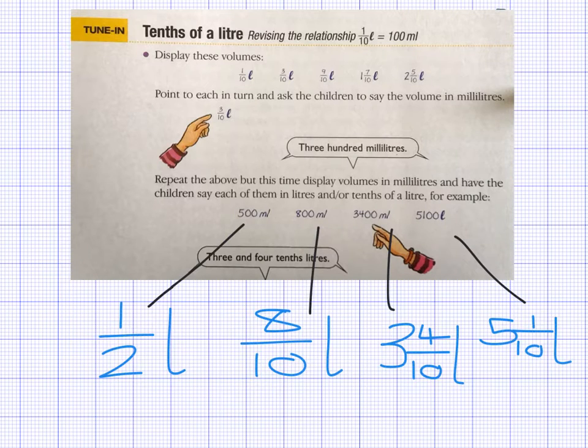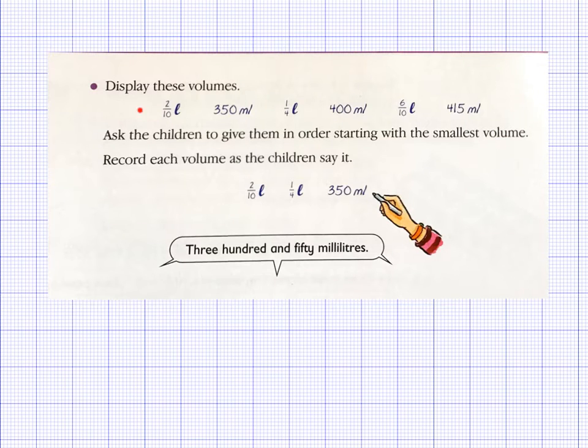Here's the answer. Did you get them right? Half a litre. You could have written 5/10. We've got 8/10 of a litre. You could also write 4/5. We've got 3 and 4/10 of a litre. 5 and 1/10 litre.